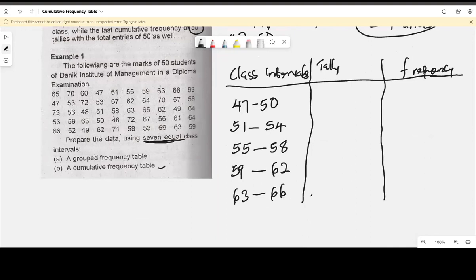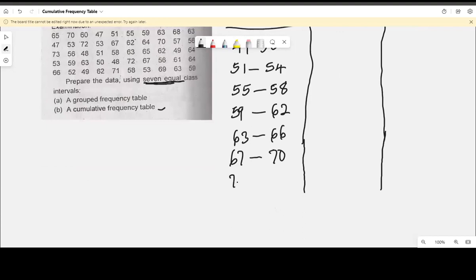And what is the highest data there? We have up to 73. So we need to do that until we get to 73. So after 66, we have 67, 68, 69, and 70. Then lastly, we have 71, 72, 73, and 74. So the last interval ends at 74.